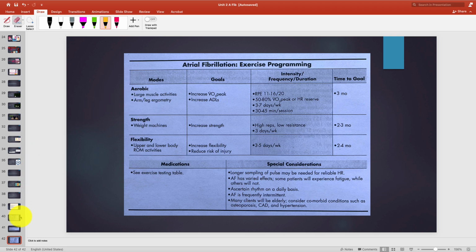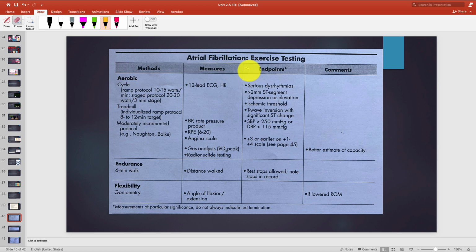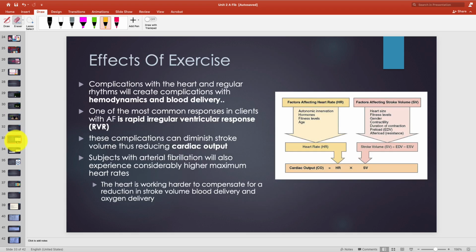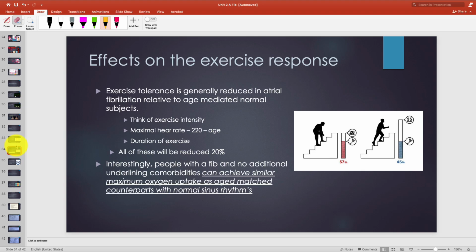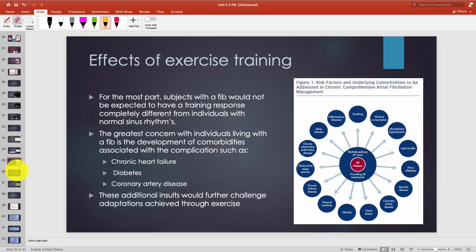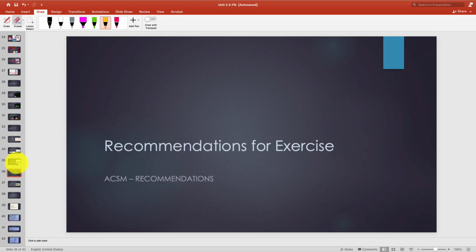So let's just quickly go through how we would do exercise testing with somebody that has AFib. And then you guys are going to need to know some of this stuff for your quiz. All right.